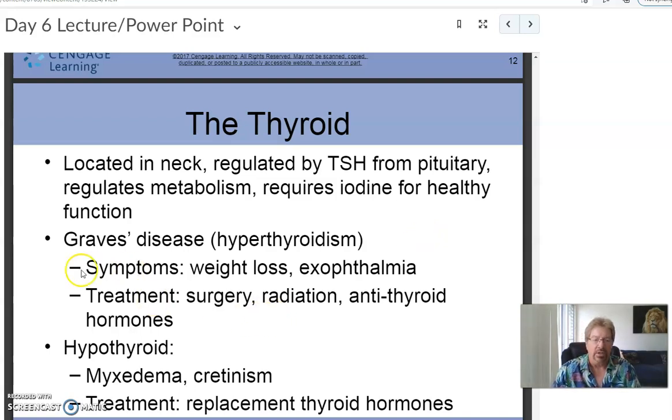Okay, hyperthyroidism is Graves' disease. Symptoms: weight loss, exophthalmos. They often have bulging eyeballs, because they lose all that fat around there and the eyes are up there. Because remember, guys, this is hyperthyroidism, so it's cranking your metabolism up. So these people often lose weight. They're just sweating and moving.